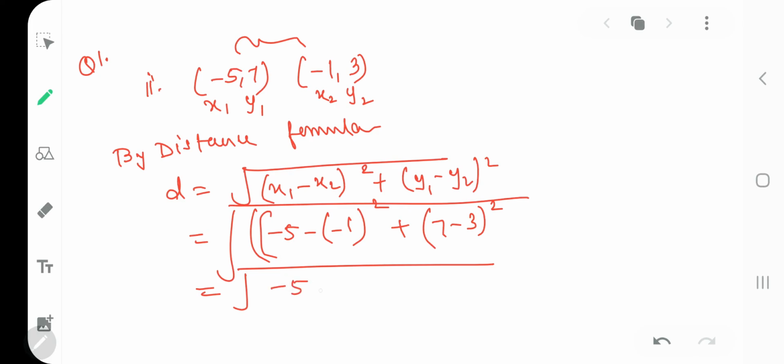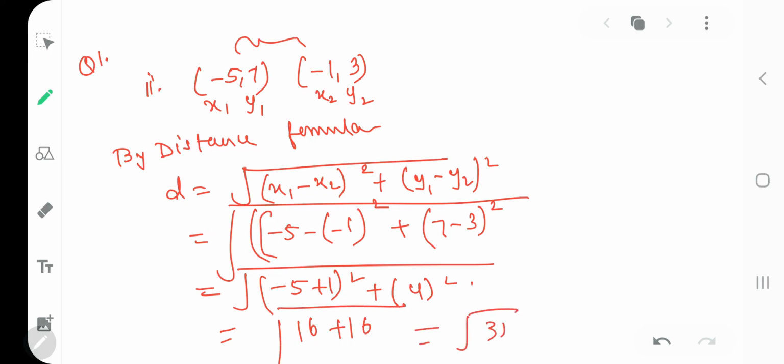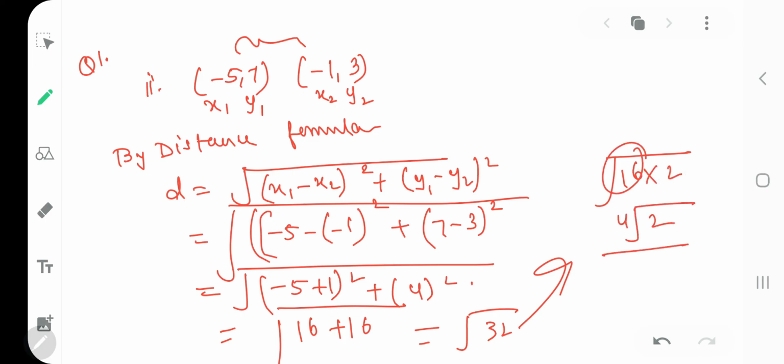Once you open it, you will get under root 32. Am I clear with this? Now you have to simplify this under root 32. How will you simplify? You can write it as 16 into 2. 16 will come out free, that is 4, and inside will be 2. So the final answer is 4 root 2. Is that clear?